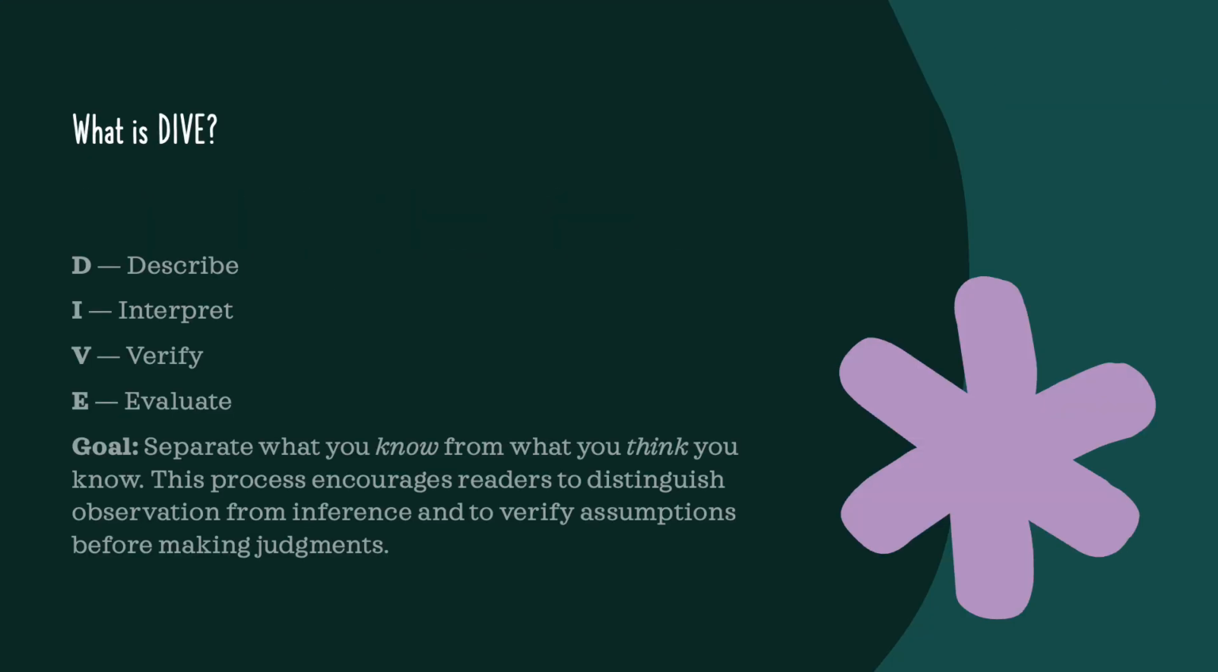So let's talk about what the DIVE method is. DIVE stands for describe, interpret, verify, and evaluate. And the goal with the DIVE method of interpreting text is really to separate what you know from what you think you know. So this process encourages readers to distinguish observation from inference and to verify assumptions before making judgments.